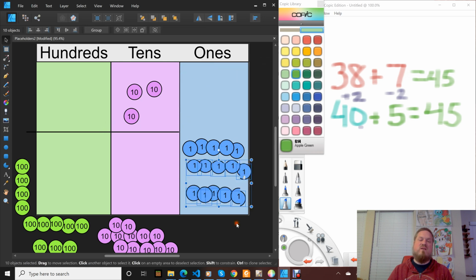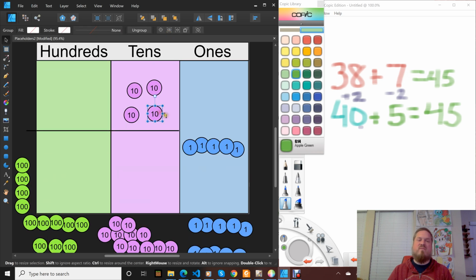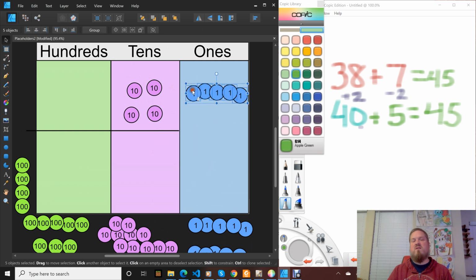You're going to trade in your 10 ones for a 10. And you add it up there. And now you've got 4 tens, 40. And 1, 2, 3, 4, 5 ones. 4 tens and 5 ones. And now it's easy to see that you have 45. You had 45 before, but it was broken up into a funny amount of tens and a funny amount of ones.